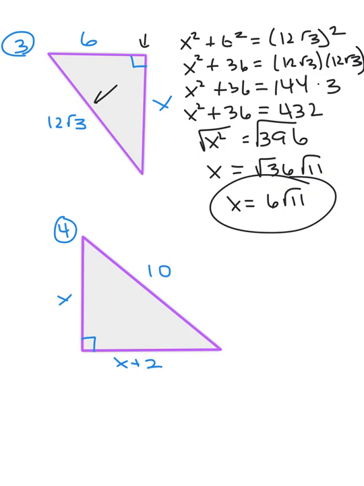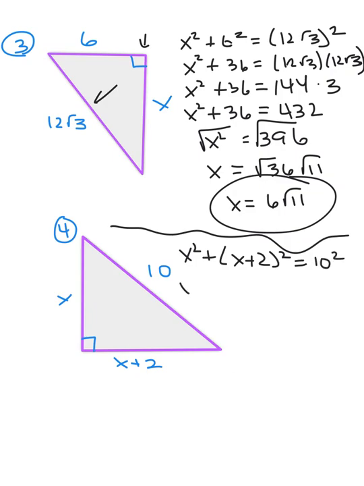And looking at number 4, I have x squared plus the quantity of x plus 2 squared, and my hypotenuse is 10, so it'll be 10 squared. So I have x squared plus, now that's x plus 2. It's just as easy to rewrite it, and I know it's a binomial times a binomial, so I'm going to need to use FOIL. 10 squared is 100.